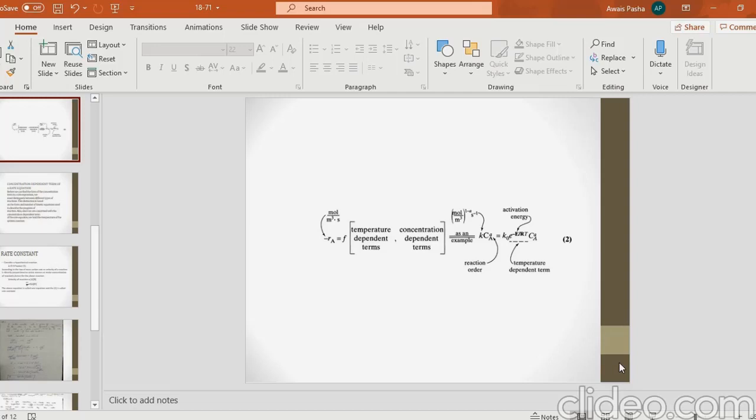This k can also be written as k0 e to the power minus Ea over RT. k0 is the frequency factor, and Ea is the activation energy. R is the universal gas constant, and T is the temperature, because it is a temperature dependent term. CA is the concentration, and a is the order of the reaction.